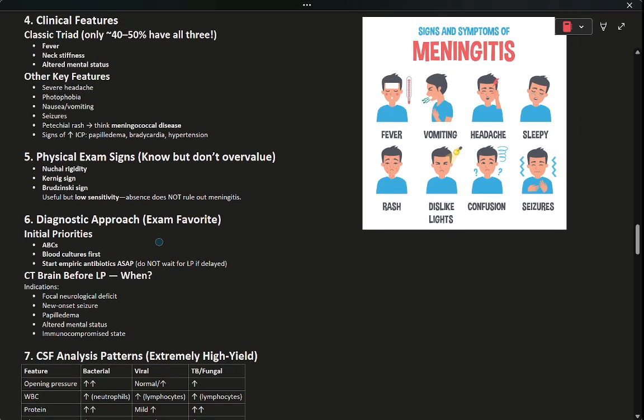One more thing I forgot to mention is that these physical exam signs, like the nuchal rigidity, Kernig sign, and Brudzinski sign, can be useful, but they have low sensitivity, which means that if the patient doesn't have any of these signs, that does not necessarily mean they don't have meningitis. So keep that in mind.